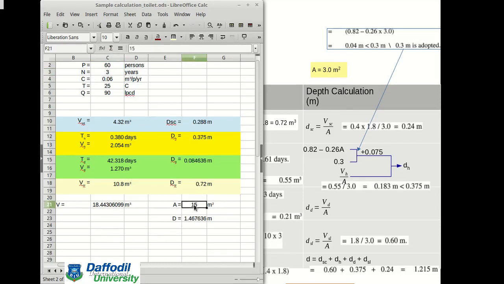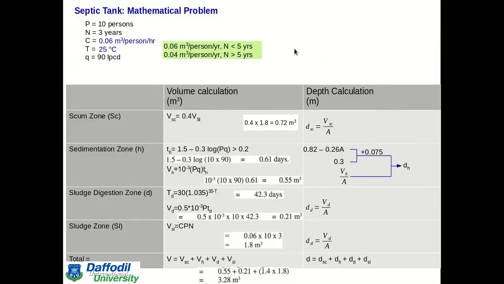Oh, that is not a good ratio. Maybe we should take 10. So, there is a problem in deciding what should be the optimum area. Let me explain, to avoid this problem. Okay, don't calculate this thing.